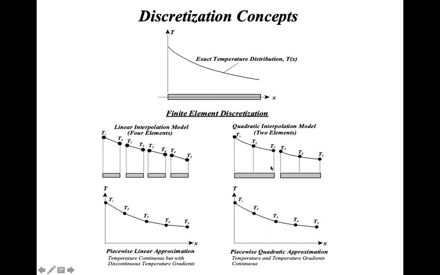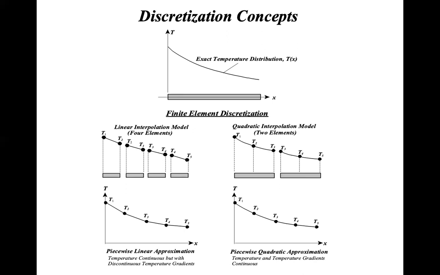Now in the second part, let us say we divide this into only two elements, and we are not approximating it as a simple straight line. Instead, between these nodes we are approximating it as a quadratic function. So this temperature is quadratic.